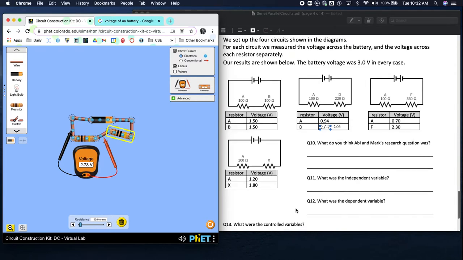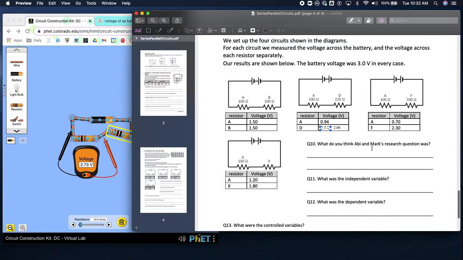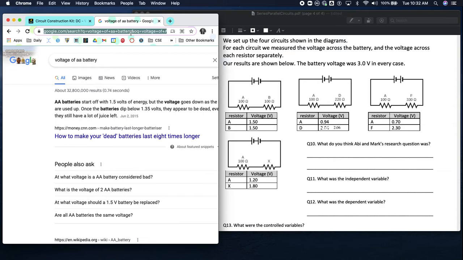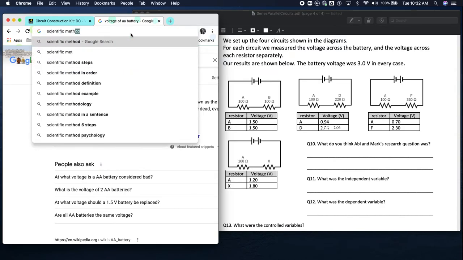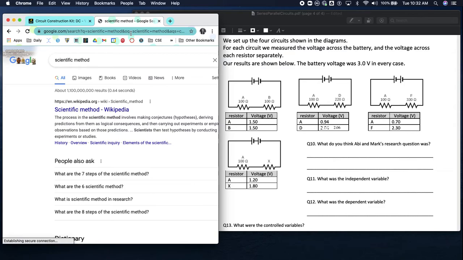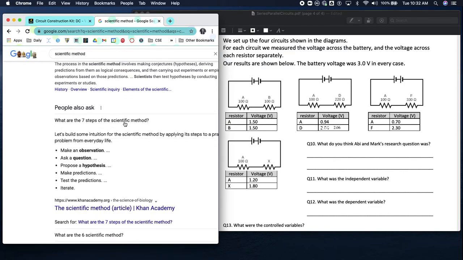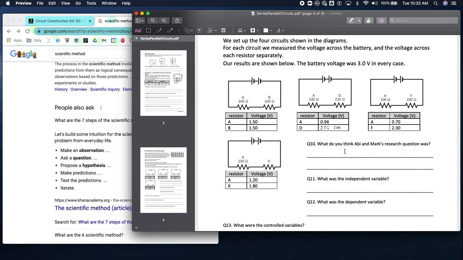I'm realizing. Okay, so what do you think Abby and Mark's research question was? Now, we're using the scientific method here. The scientific method: make an observation, ask a question. What was Abby and Mark's research question? It may have been something along the lines of how much resistance is resistor X?